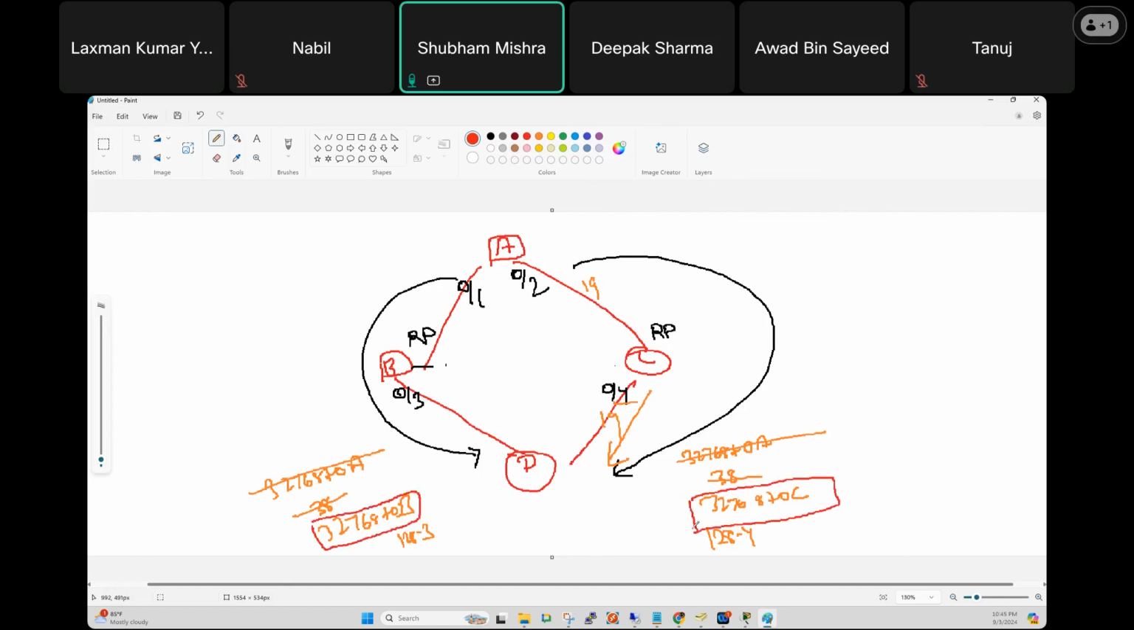Sender is tied. So whose sender bridge ID is lowest? This one. So this port will become the root port. Clear, everyone? Understand?